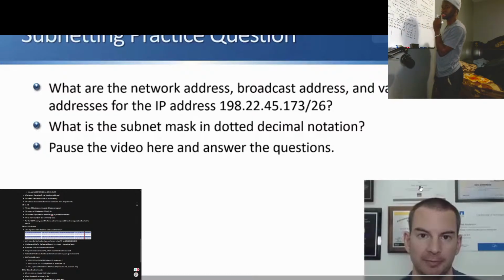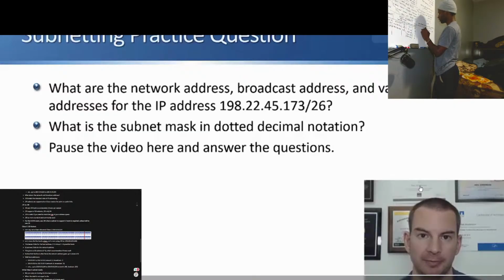So you already know if it's 198, that means it's a class C network. 173 over 26. Okay, so what we know is it's class C. What is the subnet mask in dotted decimal? Class C default is /24. It's class C, default's 24.